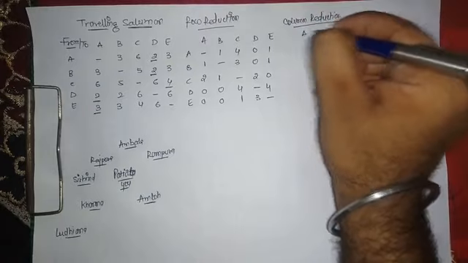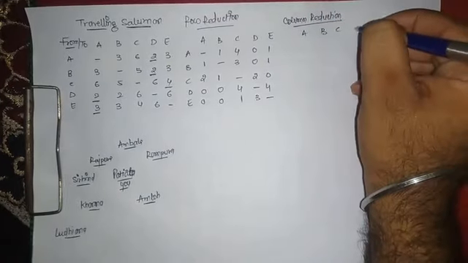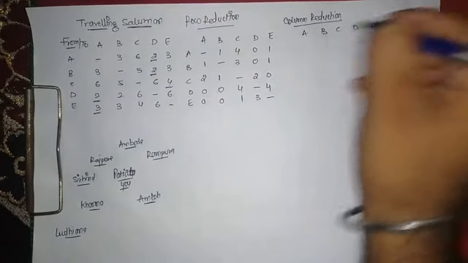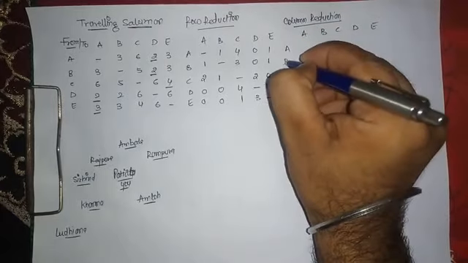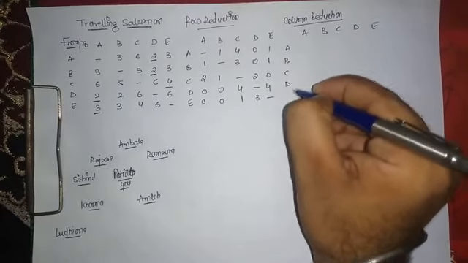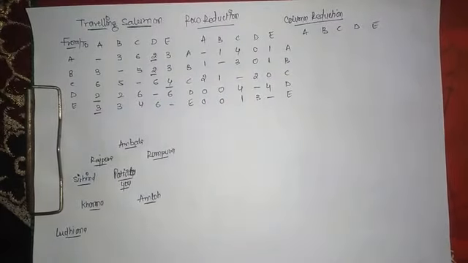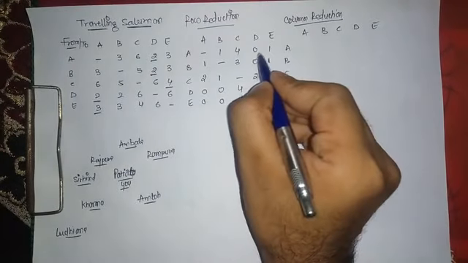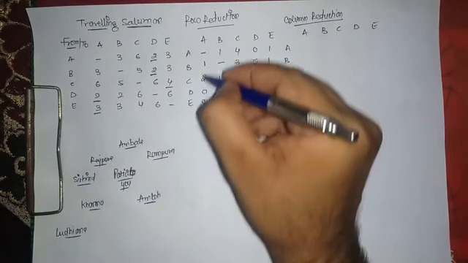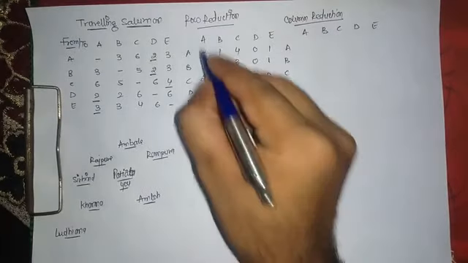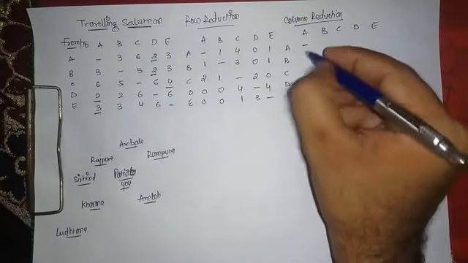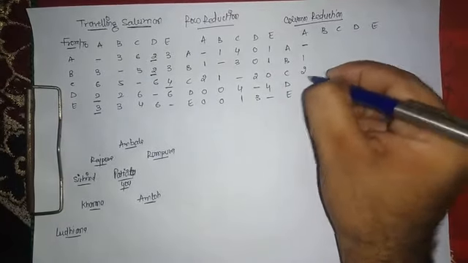Again A, B, C, D, E. A, B, C, D, E. Now column reduction: the smallest element is 0, the smallest element is 0, so the values will remain the same, hyphen, 1, 2.